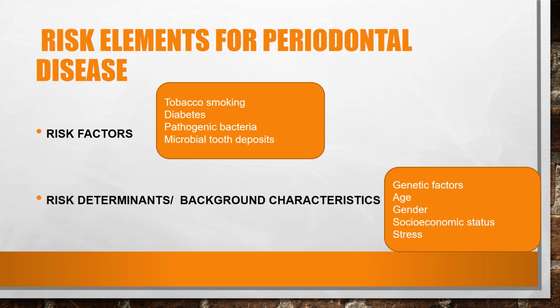Risk elements for periodontal disease. The first one is the risk factors. Under that, we have several factors: tobacco smoking, diabetes, deficiency of vitamin C, pathogenic bacteria, and microbial tooth deposits. So these are the factors. As we said before, these can be modified. Then risk determinants or background characteristics are the risk factors that cannot be modified. For example, genetic factors, age, gender, socio-economic status, stress.